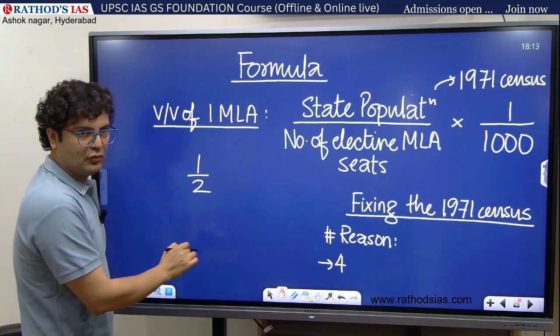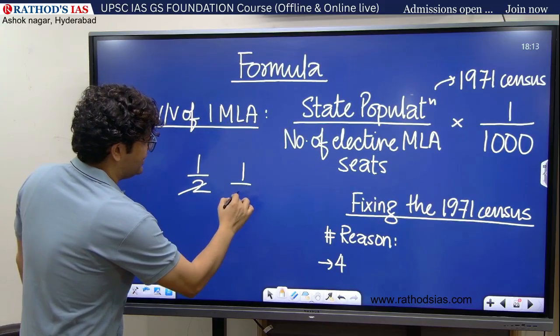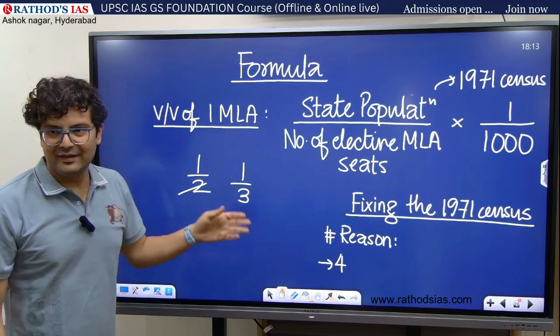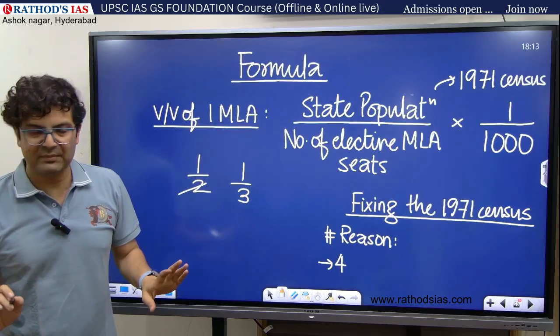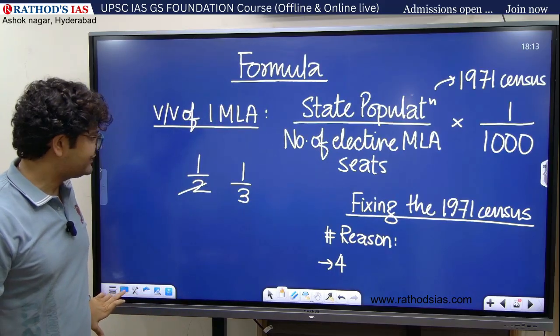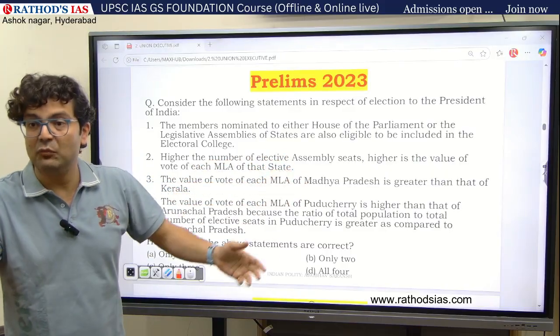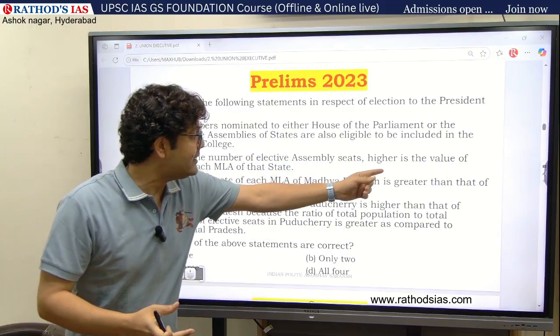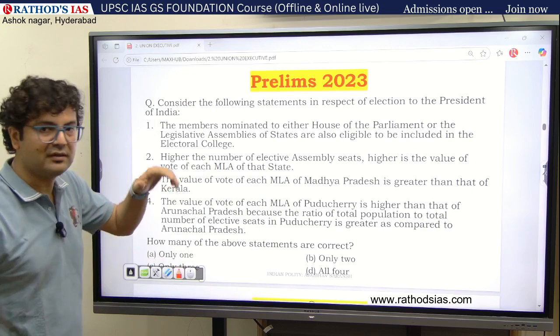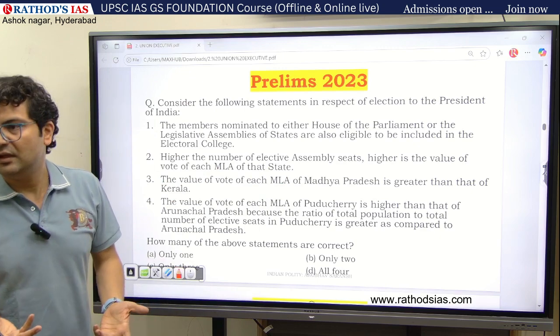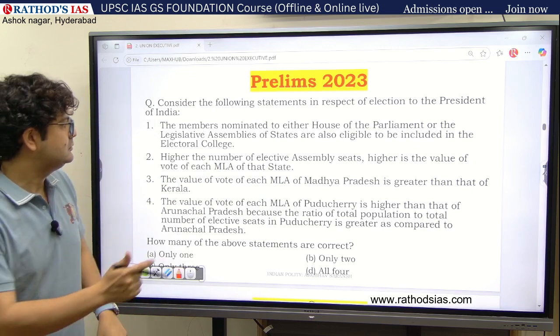1 by 2, 1 by 3, decrease, right? Yes or no? Basic maths. So let's come here. Higher the number of assembly seats, more the denominator, higher is the value of votes. Higher or lesser? Lesser, no? It will be lower, not higher.